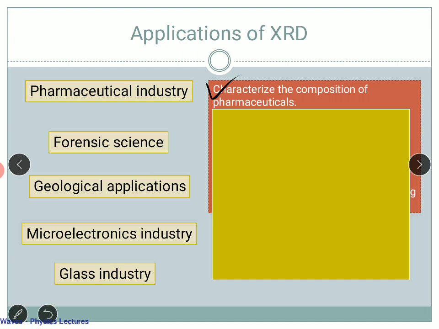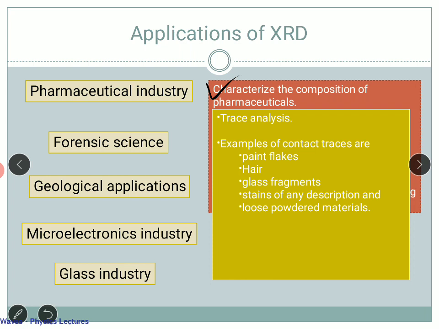It is also important in forensic sciences because trace elements can be analyzed using XRD. An example of contact traces: let's say you have a crime scene where there is some kind of trace element and you want to detect it. You basically use an XRD machine to detect if there are paint flakes present, any hint of hair, glass fragments, stains of any description, or loose powdered material.